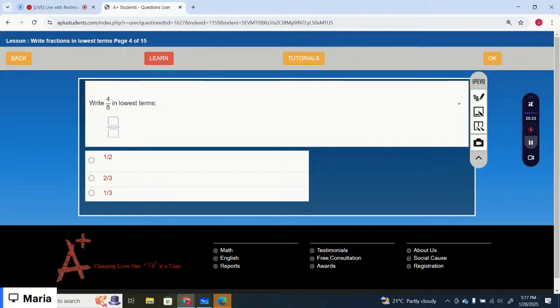Write 4 by 8 in lowest term. So which is the correct option? The correct option is 1 over 2. Option number 1 is the correct option.